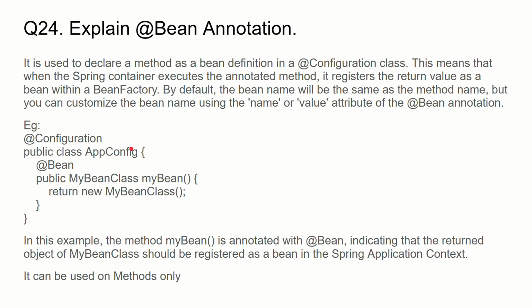So we have one example of it. This is an AppConfig class. It has the @Configuration annotation, and it has one method named myBeanClass, which is annotated with @Bean. So the return value here is MyBeanClass. This return value will be marked as a bean within a bean factory.